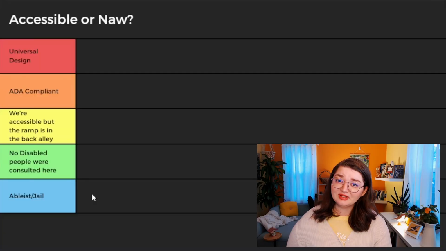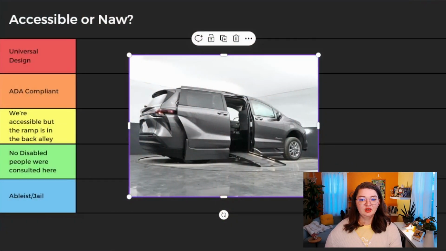And then the last category we're gonna call the worst of the worst, and that is ableist jail. These are just gonna be the most egregious examples of inaccessibility, or just simply appalling behavior as far as providing accessibility for people. I'm particularly excited for this category. All right, in no particular order, let's get into it.